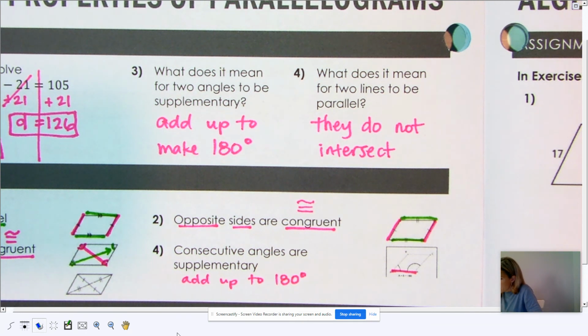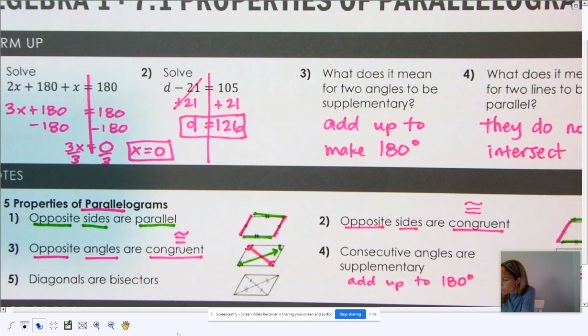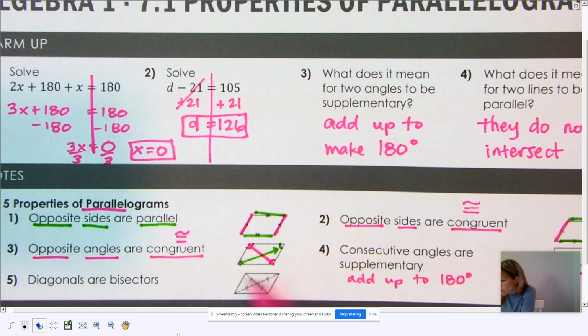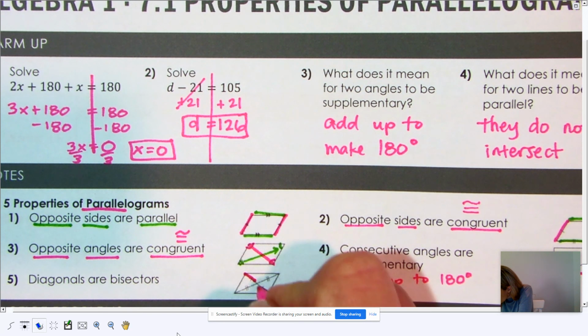And then the last thing that we know is that diagonals are bisectors. And what that means is that if I draw from one corner to the next, and I draw from the other side, the other corner to the one right across from it, these lines will chop each other in half.